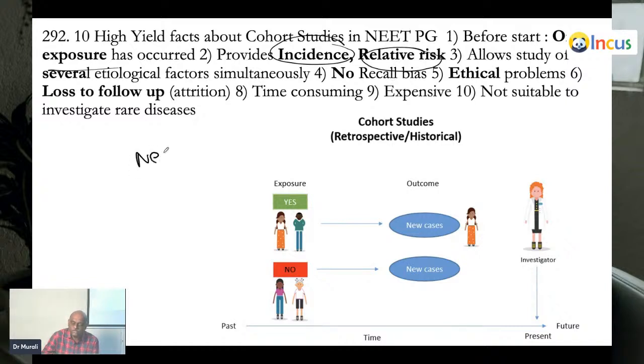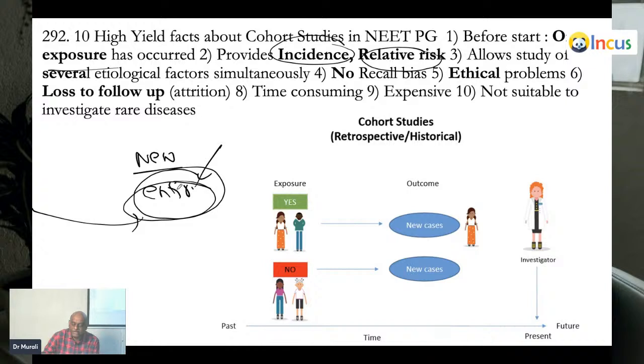Incidence means new cases by entire population. So you are following a significant chunk of population while doing a cohort study. That's the reason the denominator, that is the entire population, is there with you. That's the reason you can calculate incidence. So incidence can be calculated, relative risk can be calculated, and you are following a group of population, so you can study multiple etiological factors.